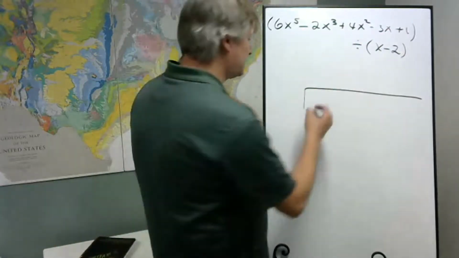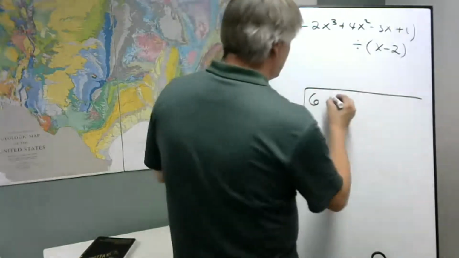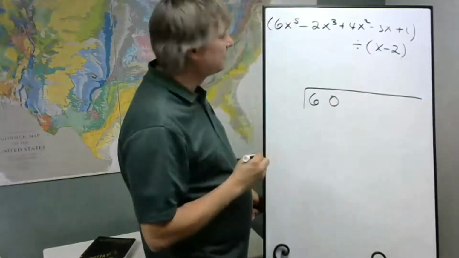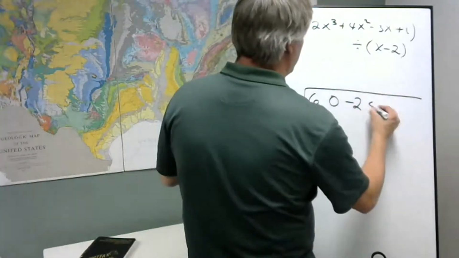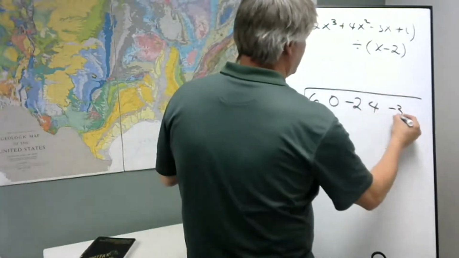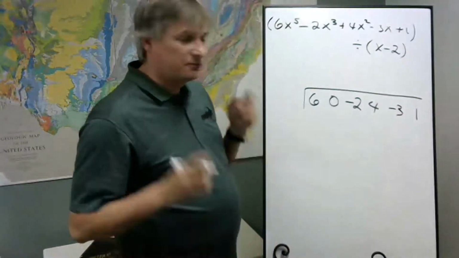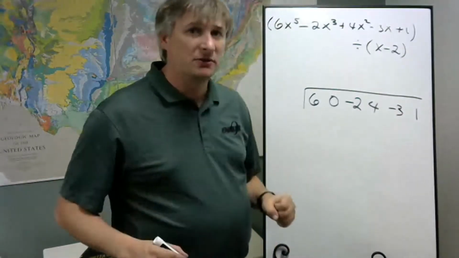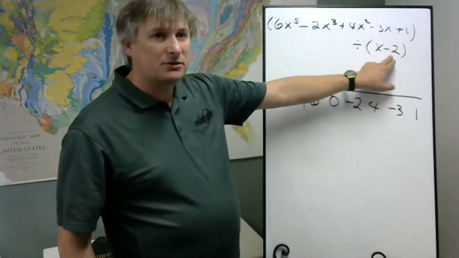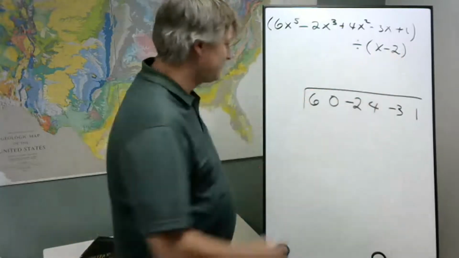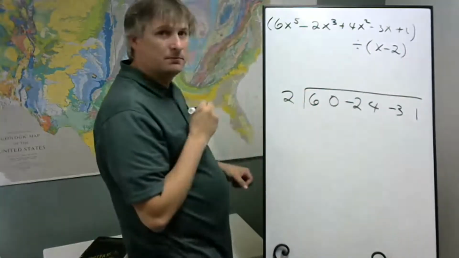So when we do these coefficients, we got the 6. We got to put a 0 for x to the 4th. Then a -2, +4, -3, and a 1. So first thing, extract those coefficients. Second thing, extract the constant, switch the sign. So instead of -2, +2.